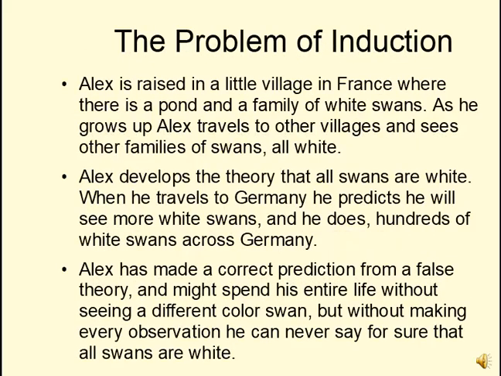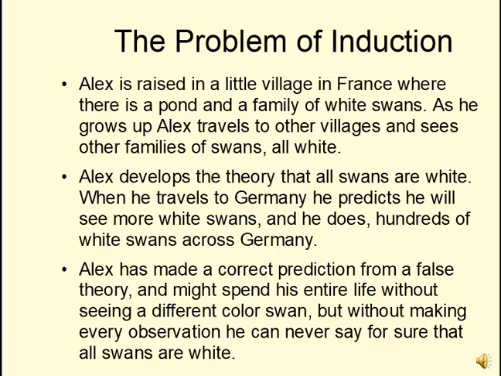Here's another example. We imagine a boy named Alex who's raised in a little village in France. In his village there's a pond and there's a family of white swans. Alex grows up. He travels to other villages. He sees other families of swans, and they're all white. The swans that he sees at his pond are white. The swans that he sees in other ponds are white.